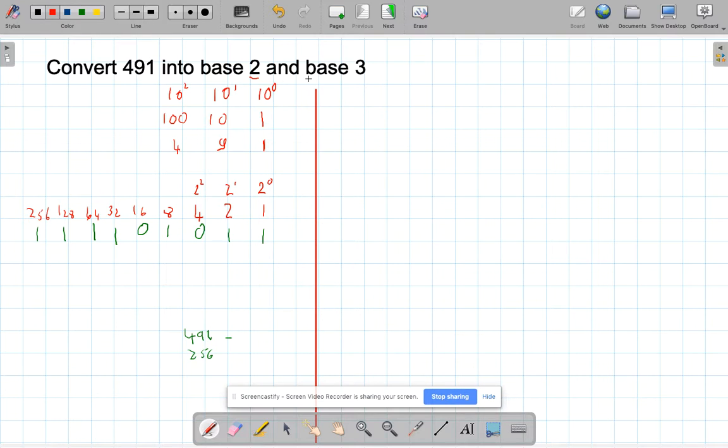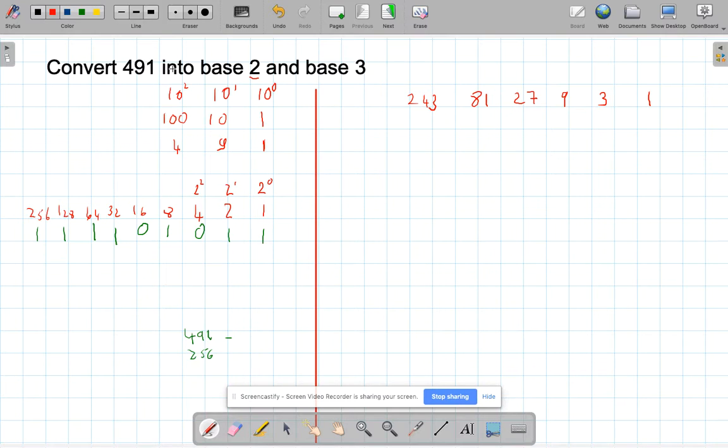So let's do a similar, let's convert it into base 3. So I need my headings to be 3 to the power of 0. I need 3 to the power of 1. I need 3 to the power of 2. I need 3 to the power of 3. 3 to the power of 4. And I'm also going to need 3 to the power of 5. Now all those you can check on your calculator, of course.